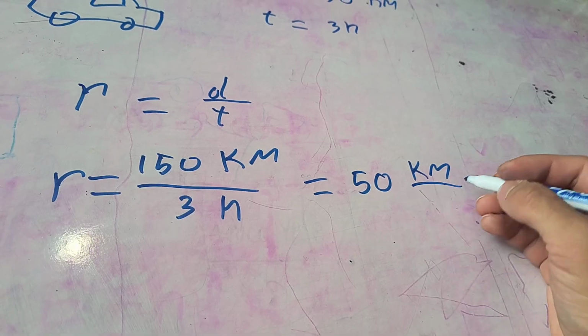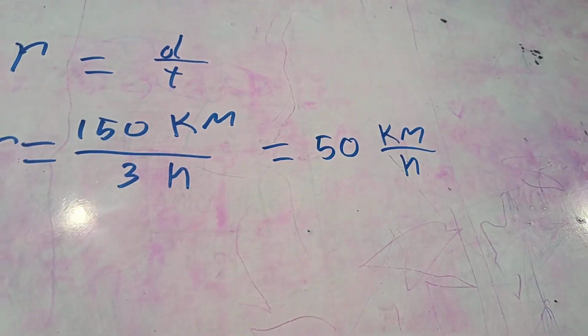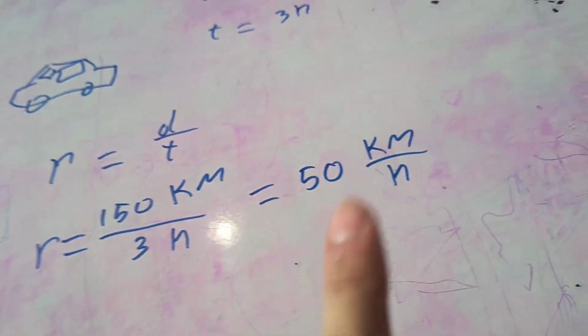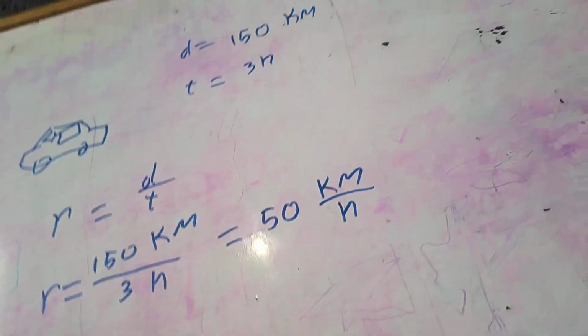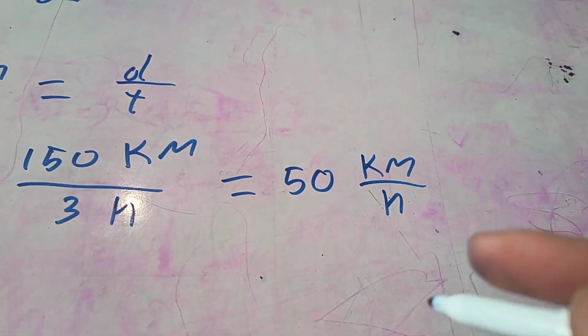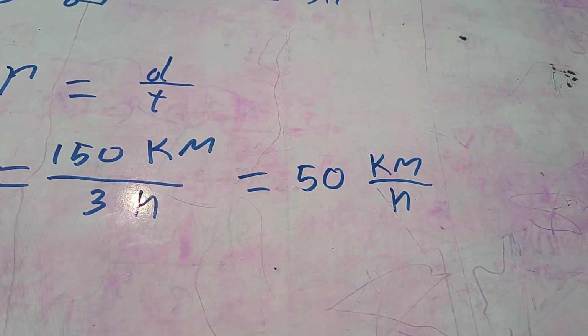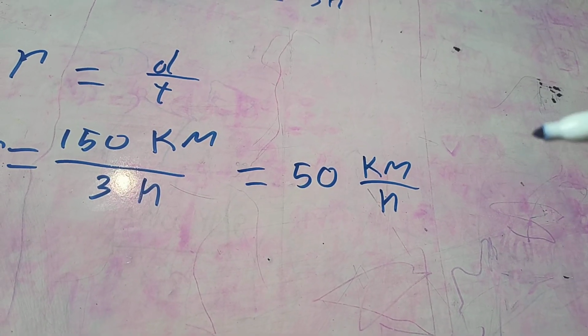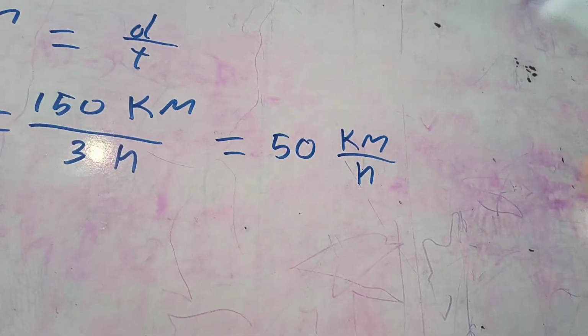Because remember, these units can be treated like algebraic objects. They're not exactly variables, but they can be treated as algebraic objects, and we use them and manipulate them. So what we get is 50 kilometers per hour.